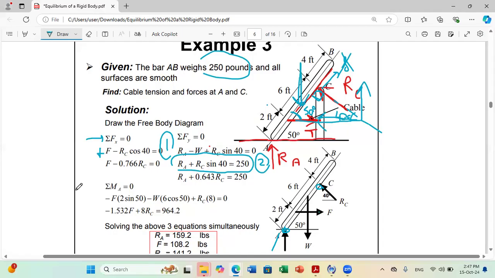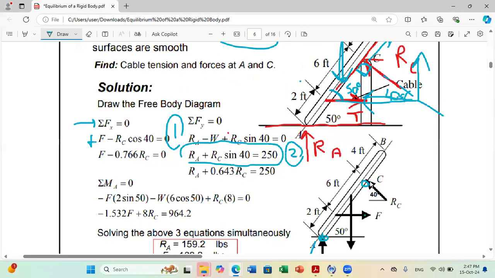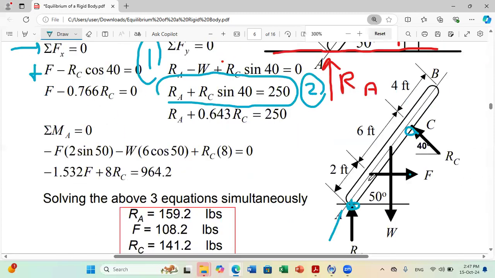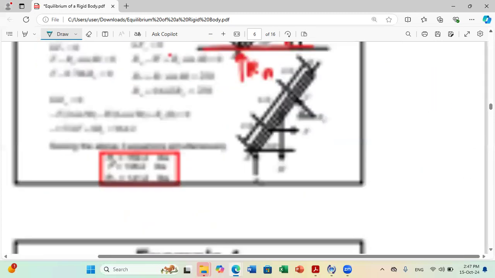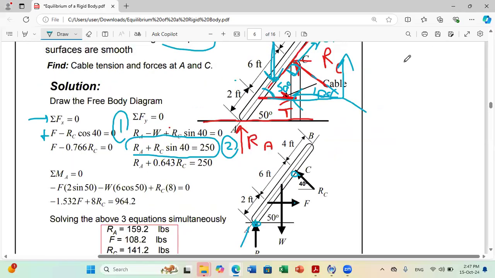So here, as I considered A, let us consider C to do another practice. If I do sum of moments about C equals 0, let us see what are the moments to consider. First, I need to select a positive direction. So I write sum of moments about C equals 0, and let me consider clockwise as positive. I start with this force, RA.